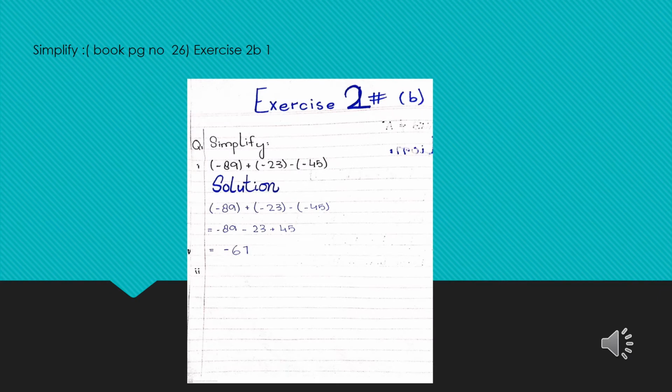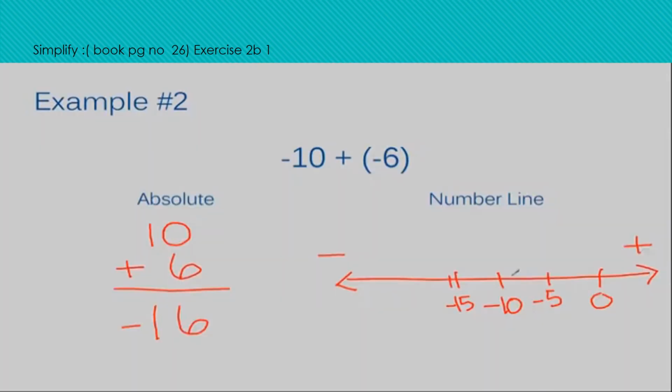Simplify the following sums. So a subtraction of 6 would leave me here at negative 16. So you get the same answer, but this is more sensible, I guess you could say. Let's move on to example number 3.